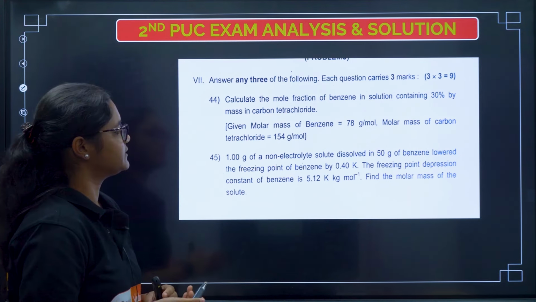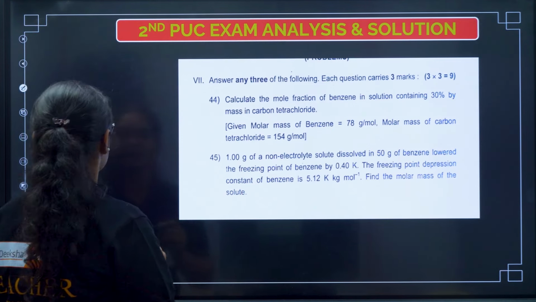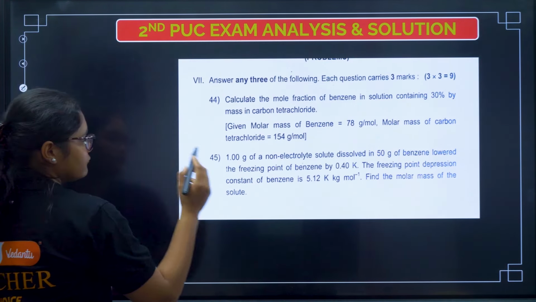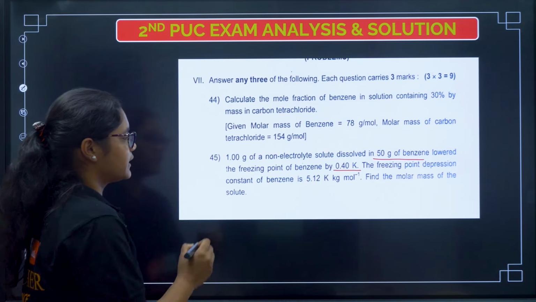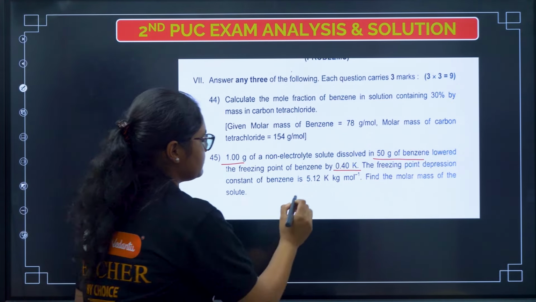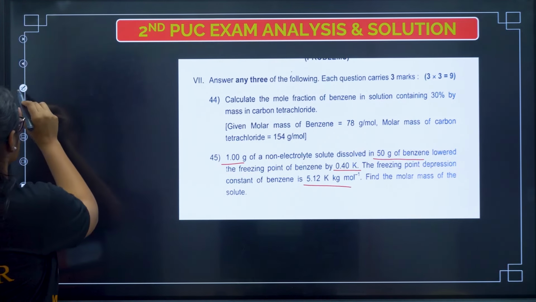Next question is also from the solutions chapter. 1 gram of a non-electrolyte solute dissolved in 50 gram of benzene lowered the freezing point by 0.4 Kelvin, and the freezing point depression constant is given to us. Find the molar mass of the solute. Okay, this is also a very easy question.